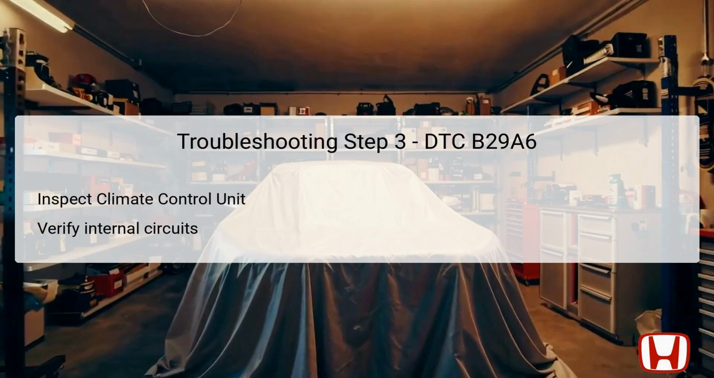In this troubleshooting step, the focus shifts to the climate control unit itself. With the rear mode control motor connector still disconnected, the technician will connect the climate control unit to ensure proper communication between components. The inspection requires the vehicle to be in on mode to check the internal circuits of the climate control unit for proper functioning. The expected voltage reading should also be around 5 volts.